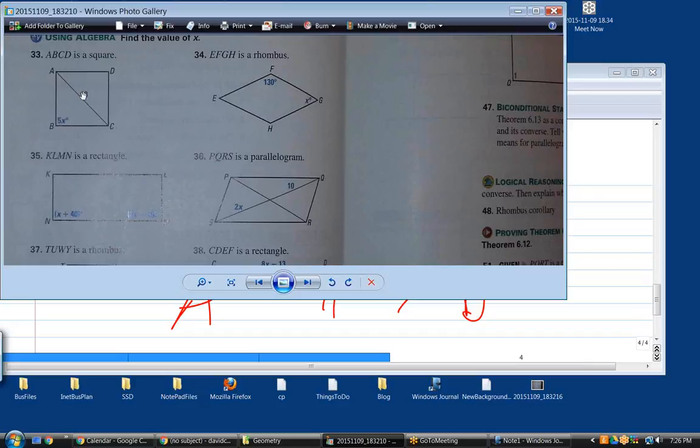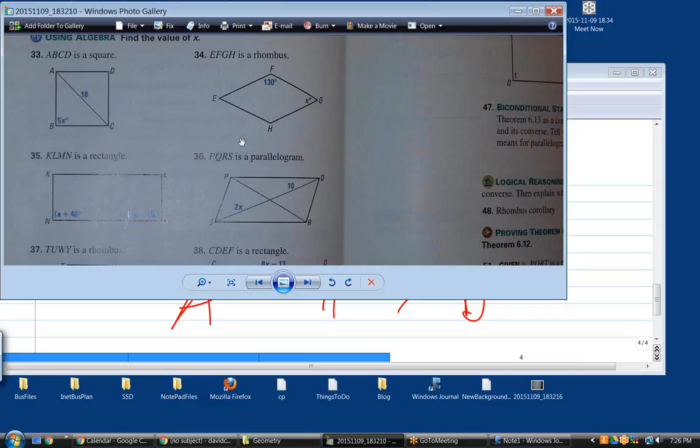Oddly enough, this measurement right there was a coincidence. We don't need that. That's an irrelevant piece of information for this problem. To find x, we don't need that 18. Over here, we know it's a rhombus.